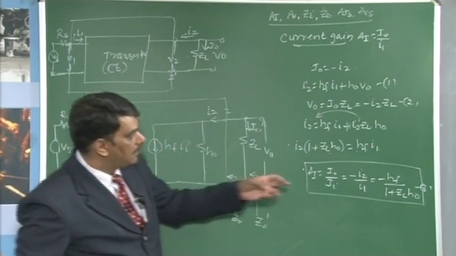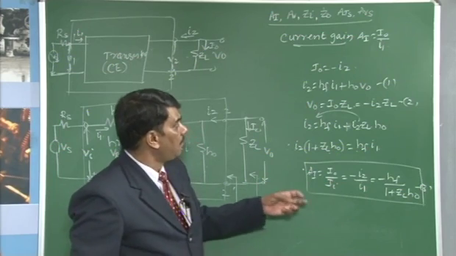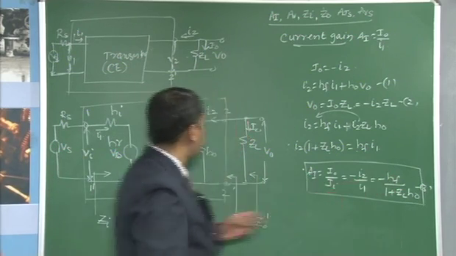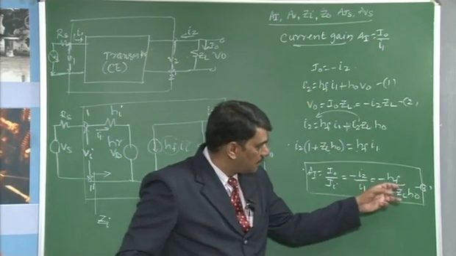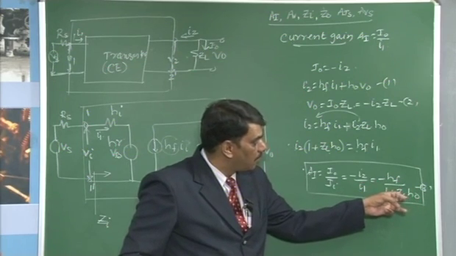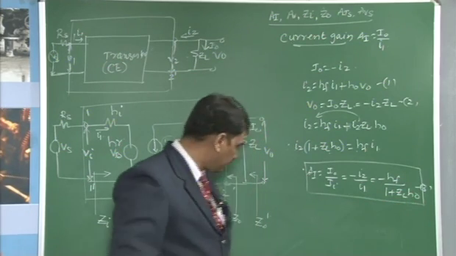These equations help to solve numericals. Now, the current gain depends on the short circuit current gain Hf, and it also depends on the load impedance and the output conductance H0.